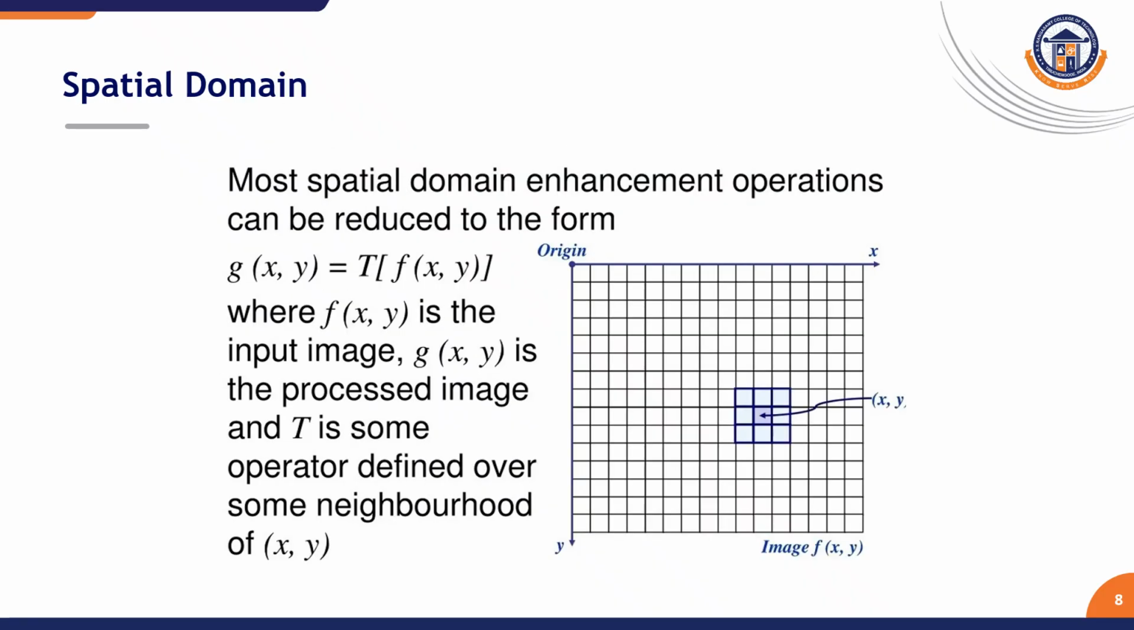Next is the spatial domain. In the image shown here, this pixel is the origin of the image, this is the x-axis, and this is the y-axis. This is the mask or filter of any image. You can operate this mask and do a spatial domain enhancement. So we can represent g of x comma y equal to T of f of x comma y. Here f of x comma y is the input image given, g is the transformed image, and T is the kind of spatial transformation we are going to operate.